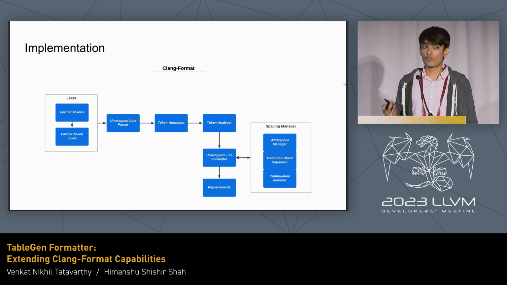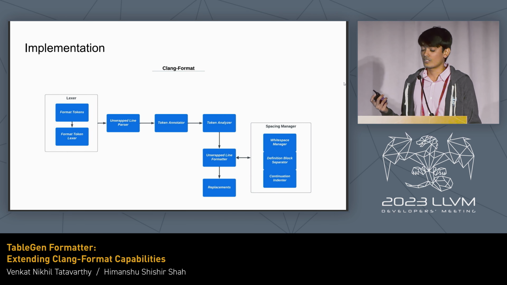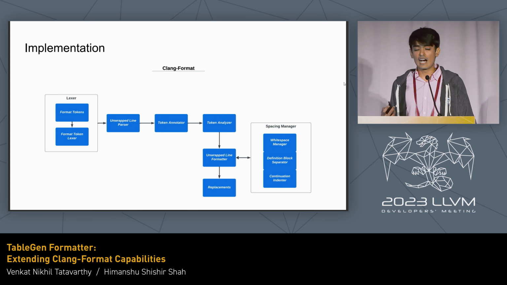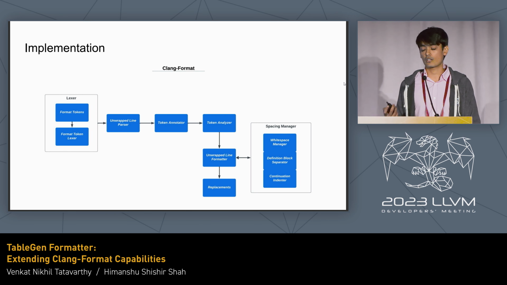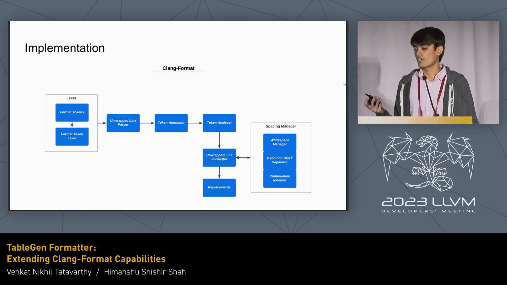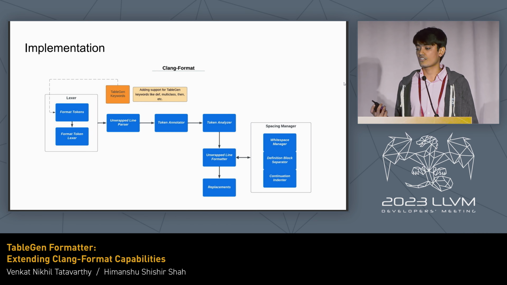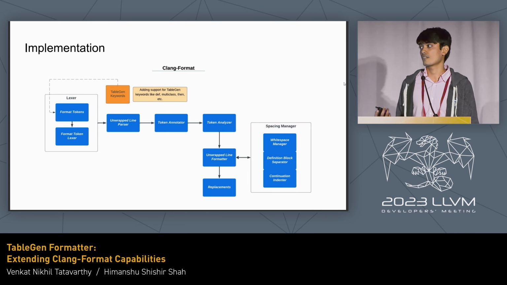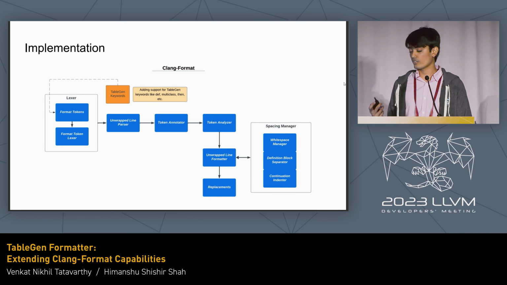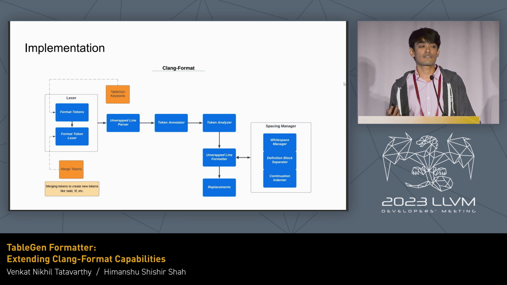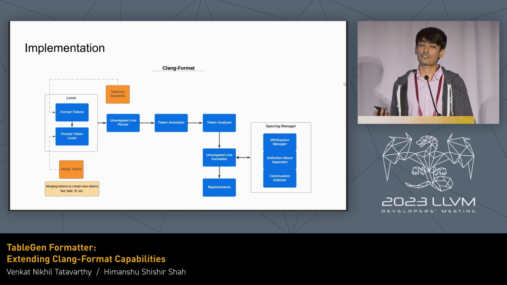Now, let me give you a brief overview of our implementation. So these blocks here are some of the major components of Clang-Format. And while I won't be going over the details of these components, I'll talk about how we've modified them to accommodate TableGen. So first off, we added support for TableGen keywords like def, then, multiclass in the format tokens. Next up, we modified the format token lexer to merge tokens such as the bang operators to be treated as single tokens.